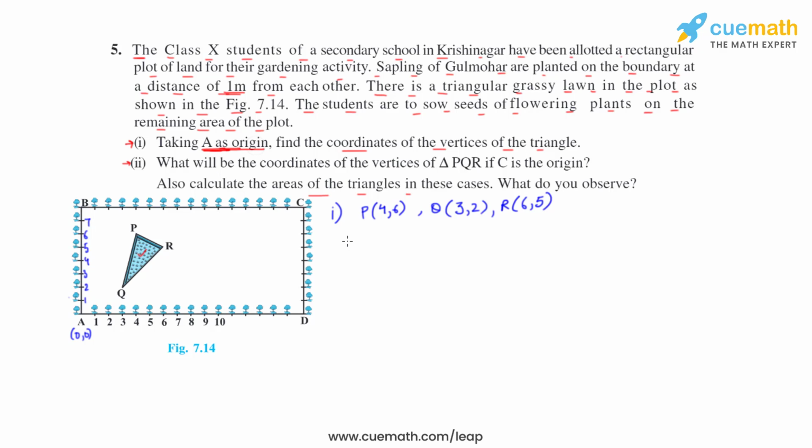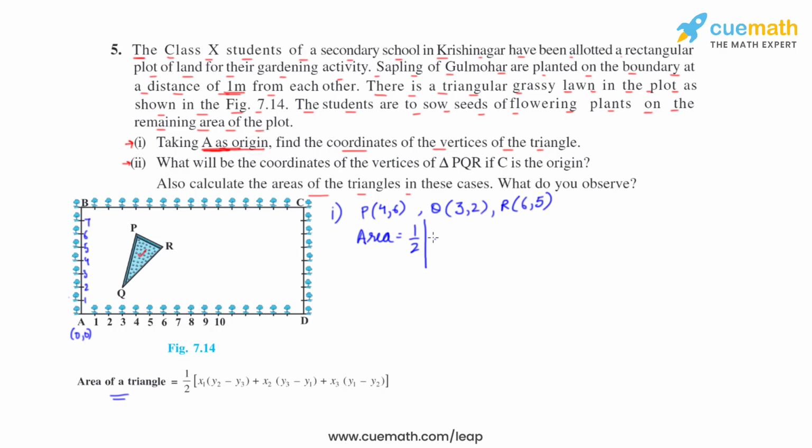Now let's find the area of the triangle also. We'll use the formula for area of a triangle, that is half into x1 (y2 minus y3) plus x2 (y3 minus y1) plus x3 (y1 minus y2). So area in this case will be half into, okay, I am taking a mod because if we get a negative answer, we'll make it positive. Mod will make it positive.